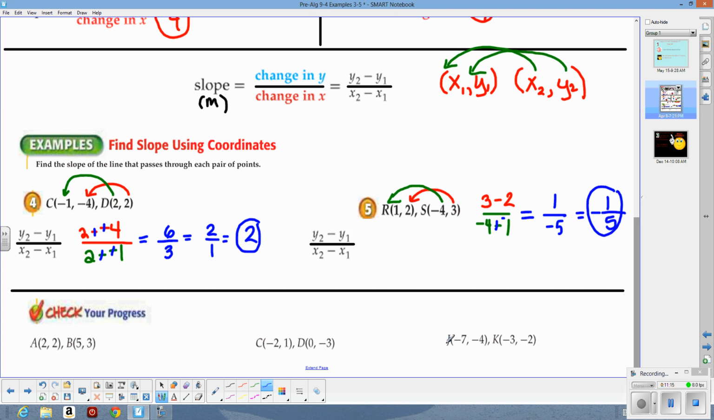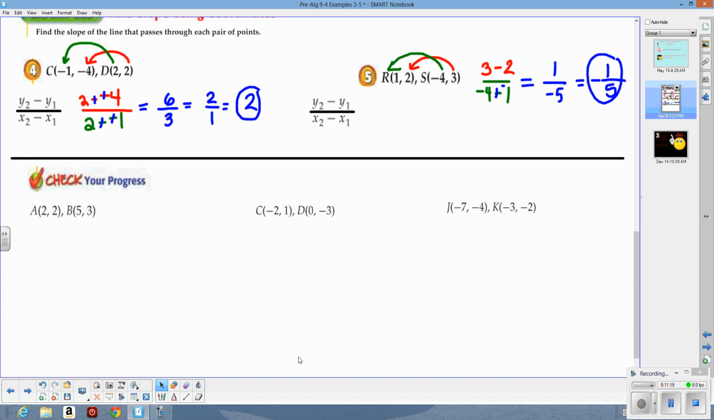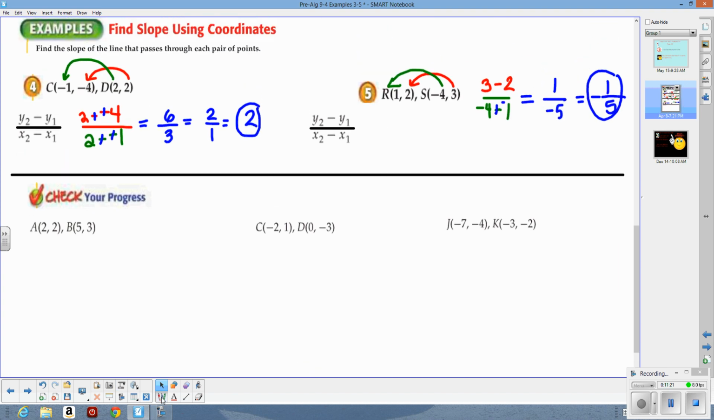Now you may want to pause the video and try the last three on your own. Remember, change in y, 3 minus 2, over the change in the x's, which is 5 minus 2. 3 minus 2 is 1, and 5 minus 2 is 3, so 1/3.